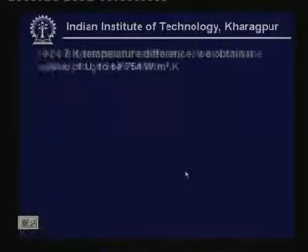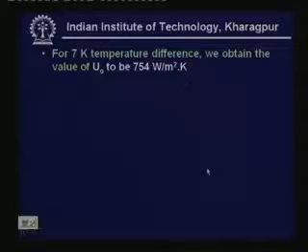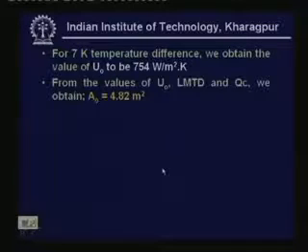Okay. So for 7 K temperature difference, we obtain the value of U naught to be 754 watt per meter square Kelvin. So once you know the value of U naught and LMTD and QC, we find the value of A naught equal to 4.82 meter square.